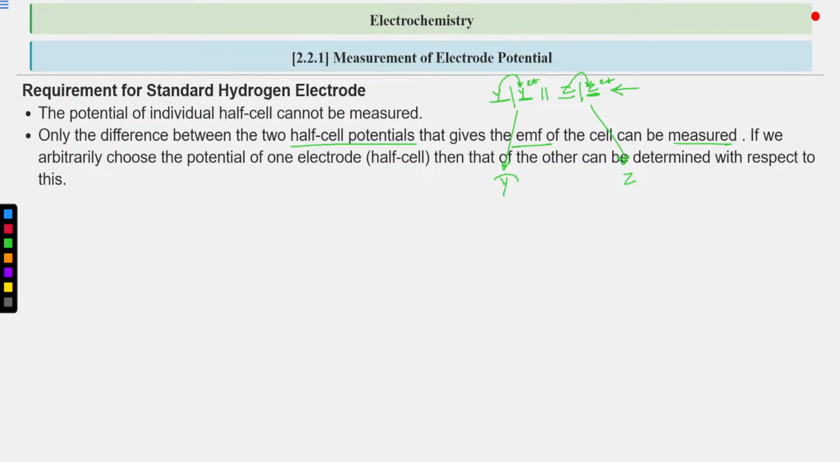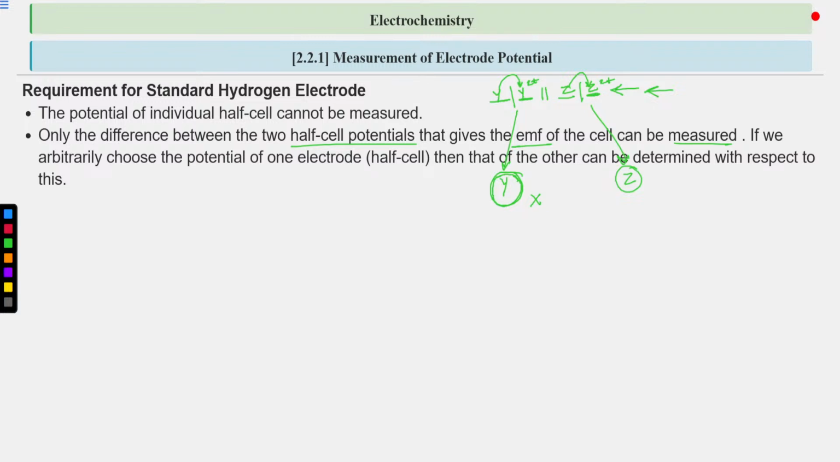Now if you want to determine the potential of this one half cell, you cannot do it. You cannot measure the individual potential of this half cell, but you can definitely find out the difference between the two half cell potentials. Let's suppose Y and X, so these are the two half cells. You can determine their difference in potentials, which will give the EMF of this overall cell.